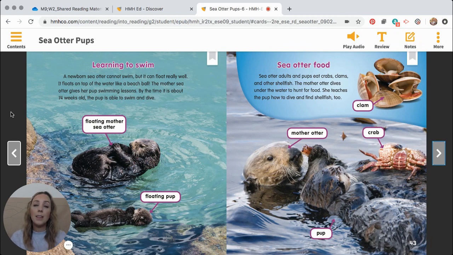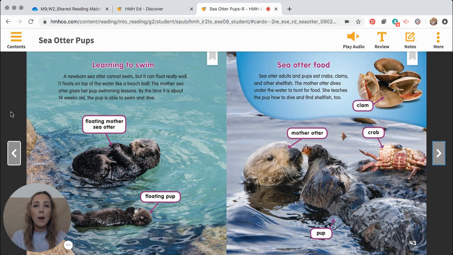Ready? Listen. Learning to swim. A newborn sea otter cannot swim, but it can float really well. It floats on top of the water like a beach ball. The mother sea otter gives her pup swimming lessons. By the time it is about 14 weeks old, the pup is able to swim and dive.